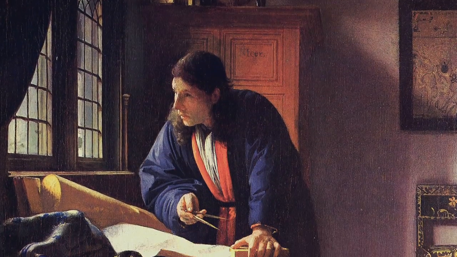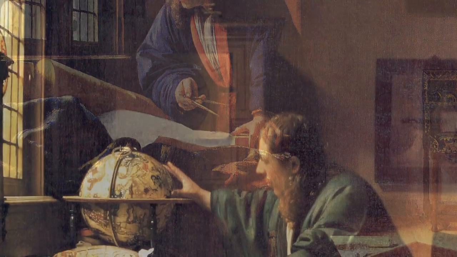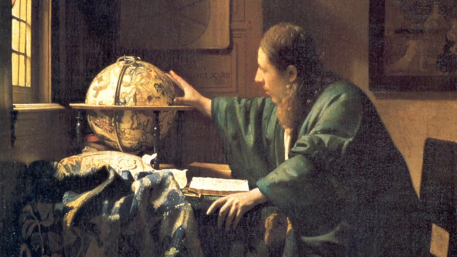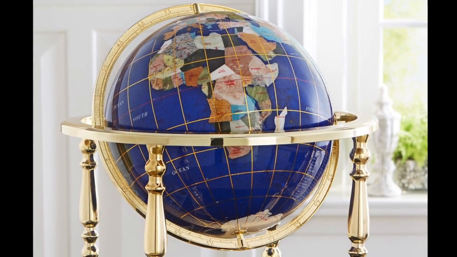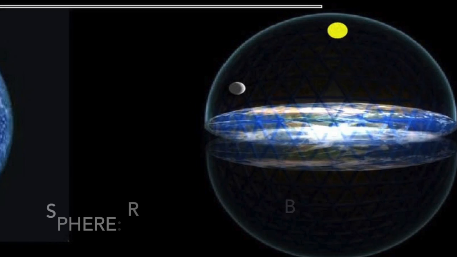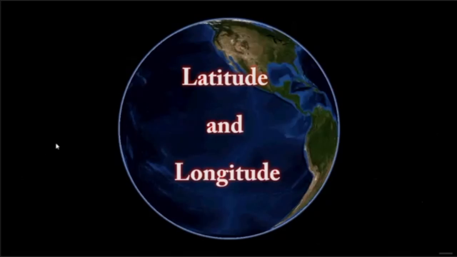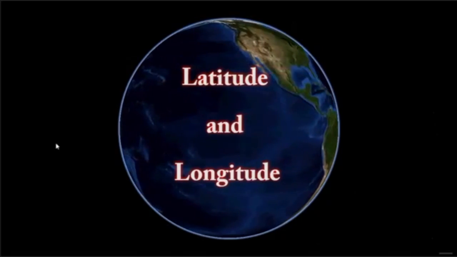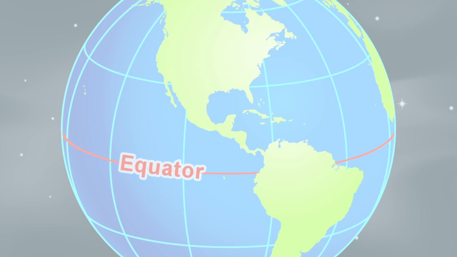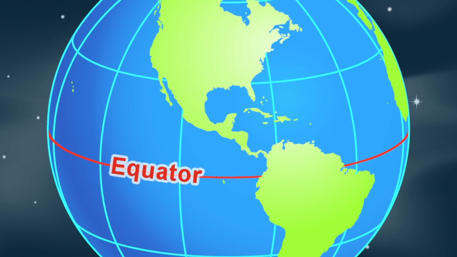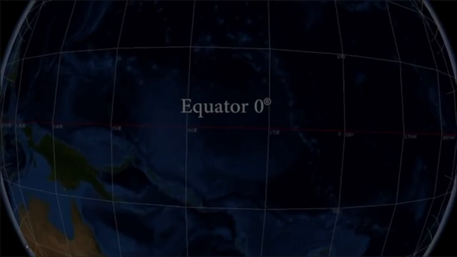Our understanding of the world has evolved a lot over the centuries, and today we have a really solid awareness of where things are located and how the Earth looks. We now know that the Earth is round, like a sphere. Geographers use the natural shape of Earth to map places using lines of latitude and longitude. The line that divides the Earth in half between the North and South Poles is called the equator.